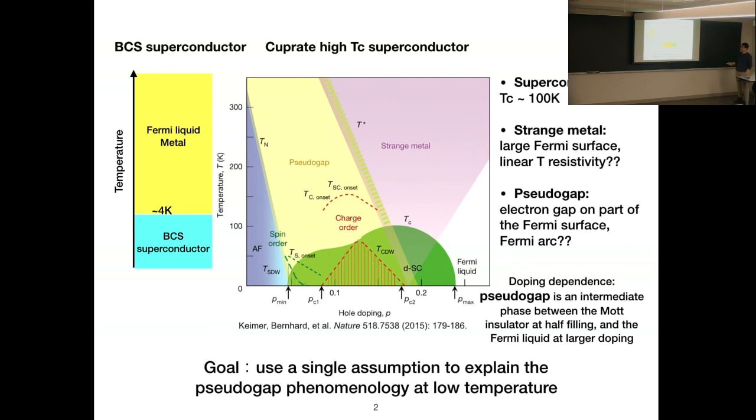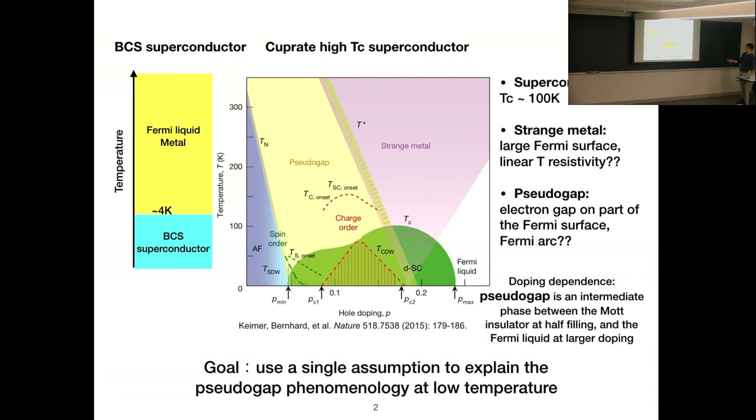Okay, but the cuprates are a different material. People were first attracted by the superconducting dome, because the Tc is very high, near 100 Kelvin, much larger than the few Kelvin previously. So people dreamed about room temperature. But then physicists soon found that the normal state above the superconducting dome is more interesting than the superconductor itself.